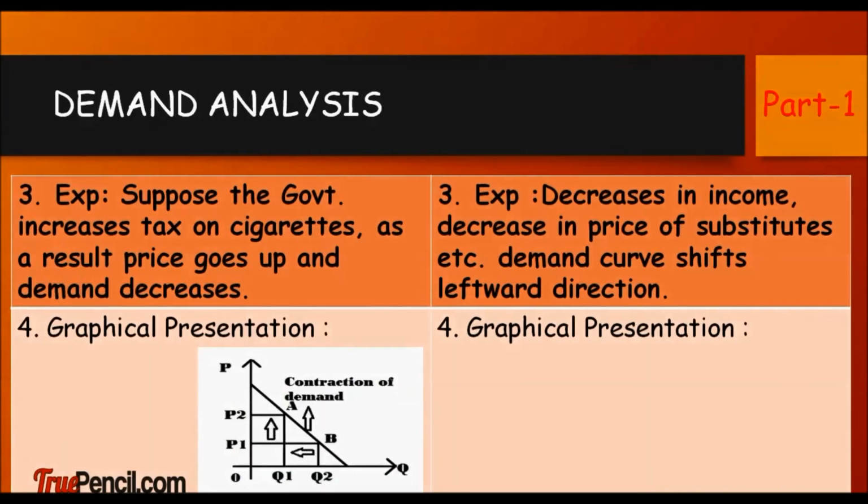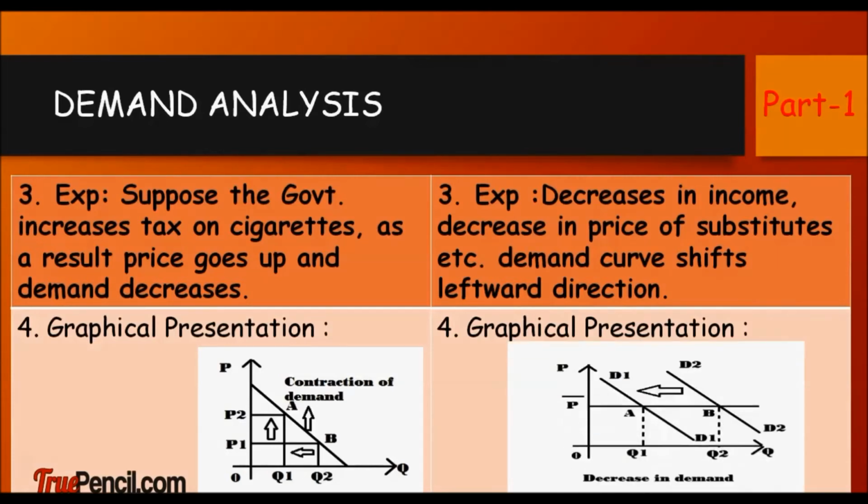See, graphically we can explain the contraction of demand as price goes up from P1 to P2, demand decreases from Q2 to Q1, and movement from B to A means contraction of demand. But in case of decrease in demand, keeping price constant, demand curve D2 D2 shifts leftward to D1 D1, resulting in a reduction in quantity from Q2 to Q1. Okay.